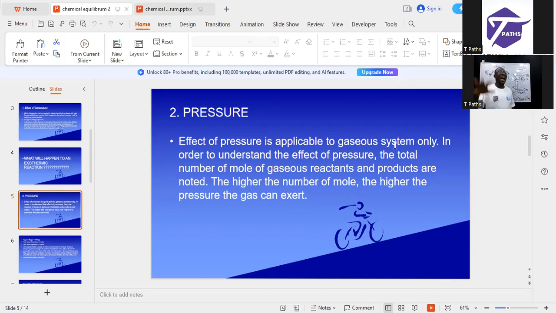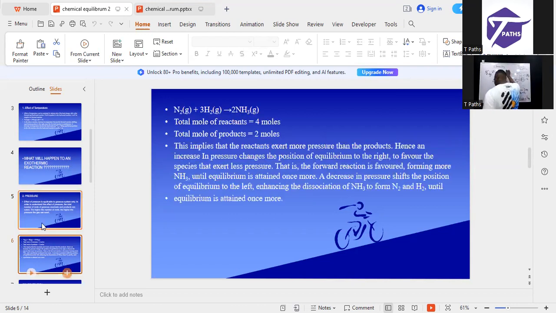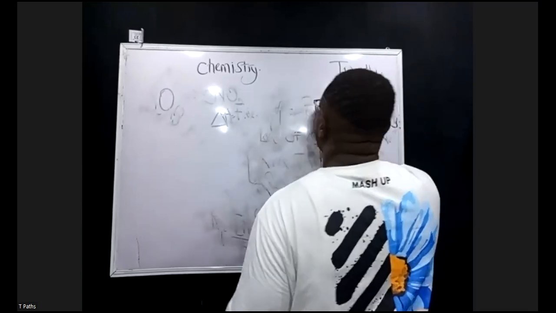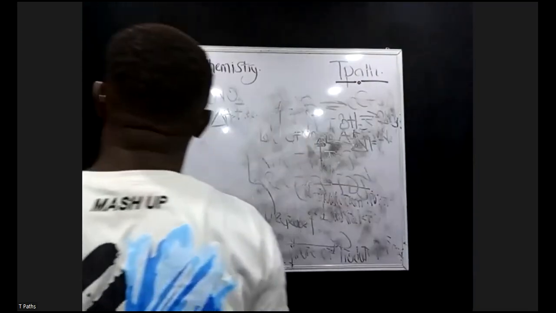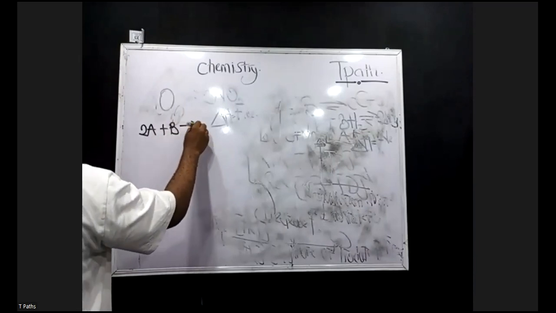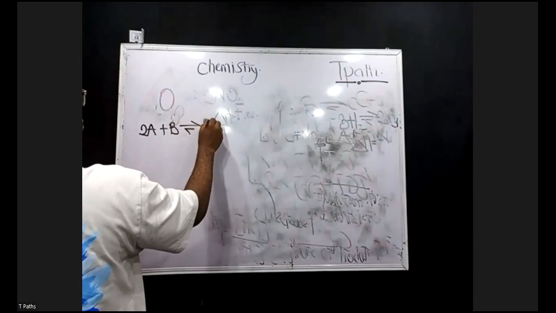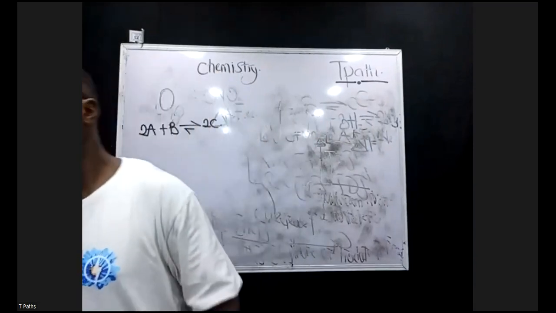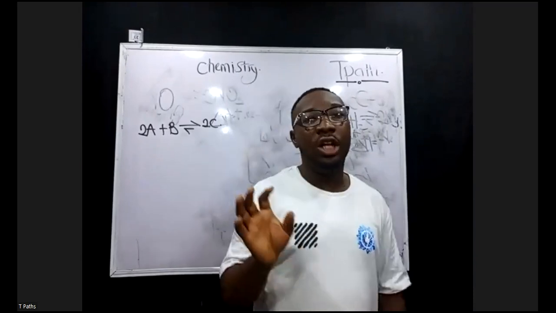So what happens? Let's consider a hypothetical reaction. I want us to follow me. A hypothetical reaction, then we will consider a real life reaction. Let's say I have 2A plus B giving me 2C. Ladies and gentlemen, please understand something. I have a hypothetical reaction on the board: 2A plus B giving me 2C. What happens? Please understand this very, very well.